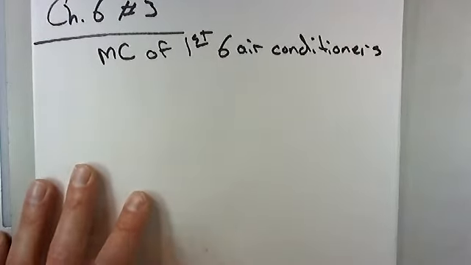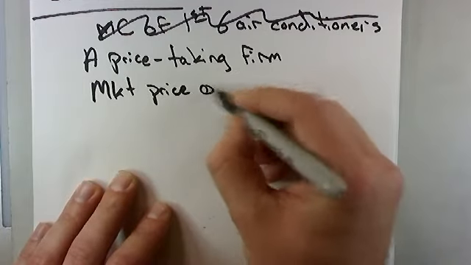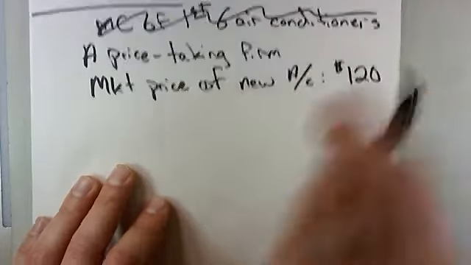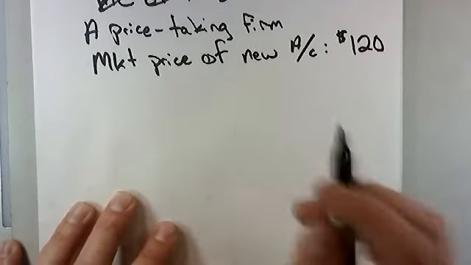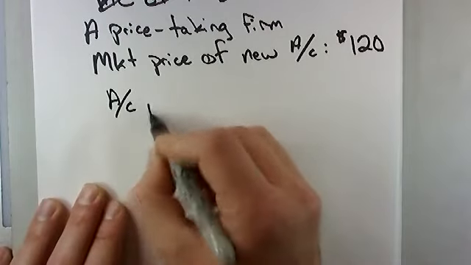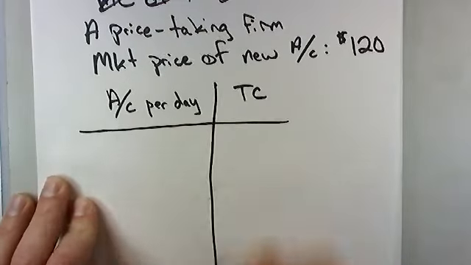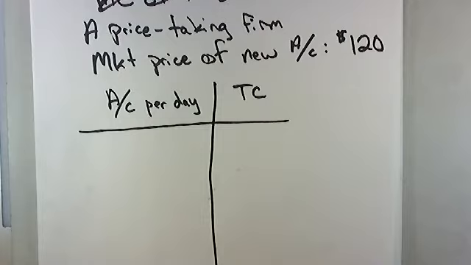Number 3. A price-taking firm makes air conditioners, so we don't need to say that. The market price of a new air conditioner is 120 bucks. And we're given the firm's total cost information in the table below. So this is air conditioners per day, and this is our total cost. So what do we have?